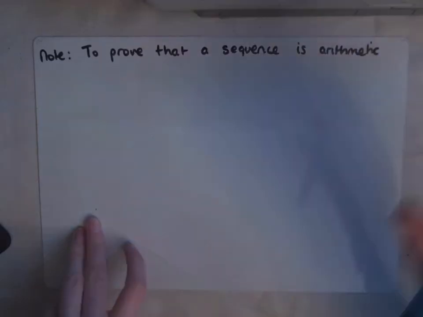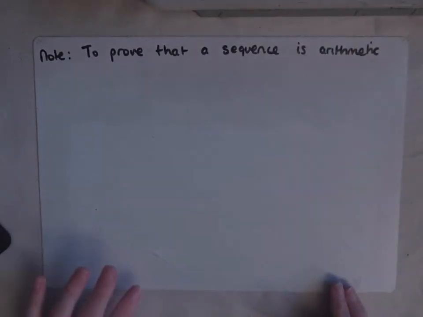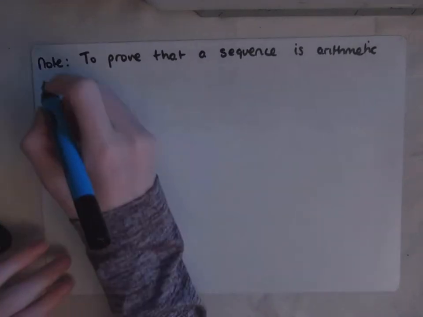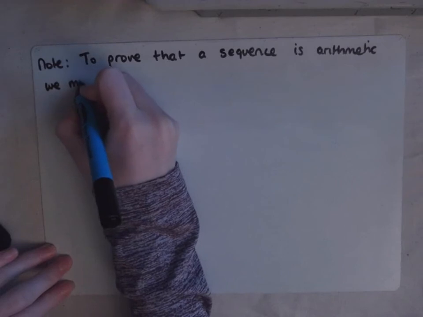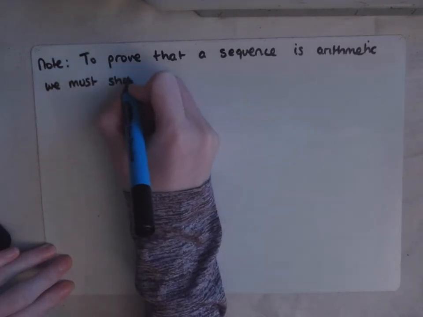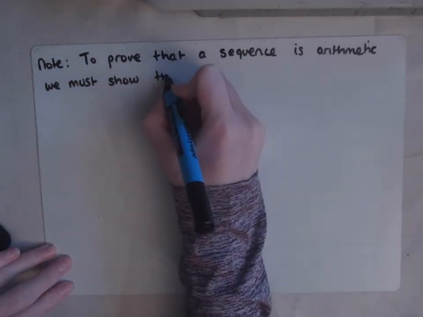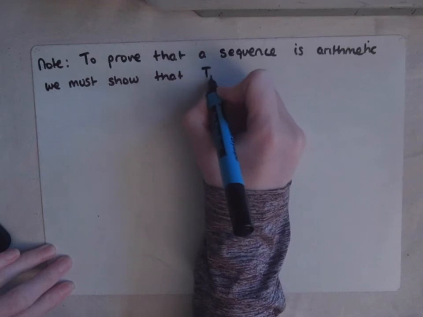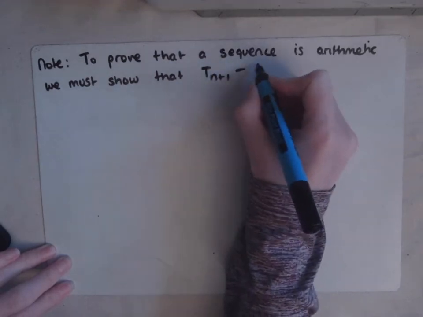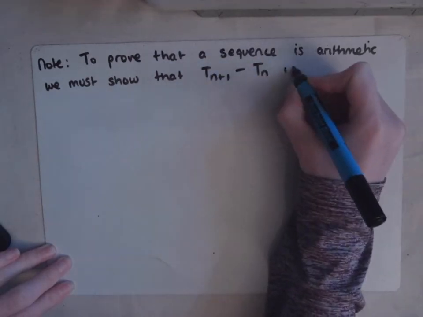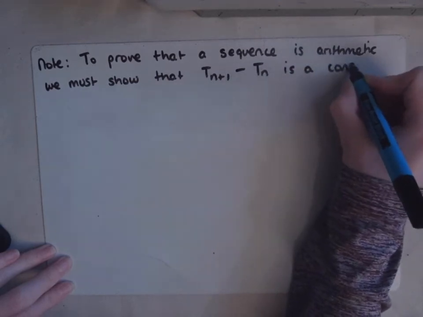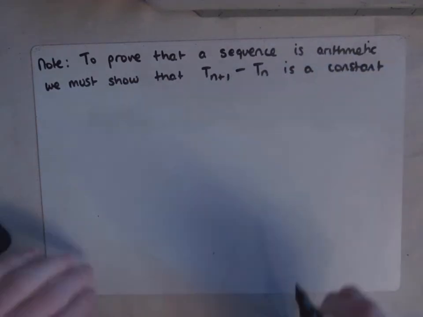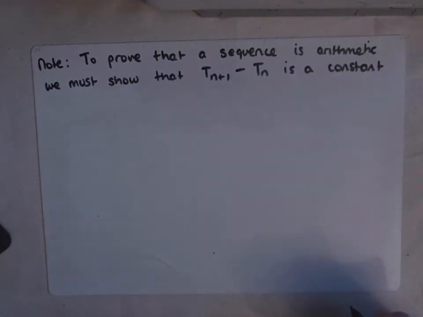Okay, so a little note: to prove that a sequence is arithmetic, they want you to prove it, okay? You must show that t of n plus 1 minus t of n is a constant.